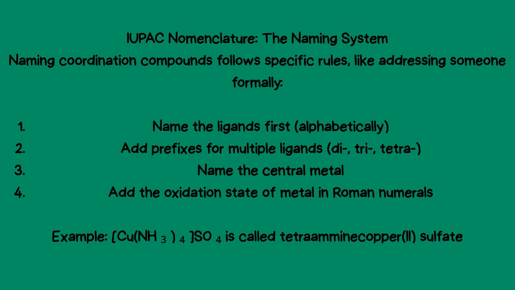IUPAC nomenclature. The naming system. Naming coordination compounds follows specific rules, like addressing someone formally. 1. Name the ligands first, alphabetically. 2. Add prefixes for multiple ligands, di, tri, tetra. 3. Name the central metal. 4. Add the oxidation state of metal in Roman numerals.